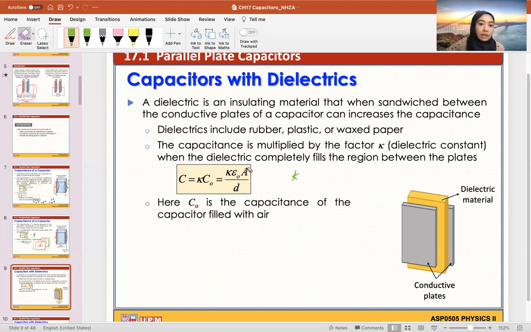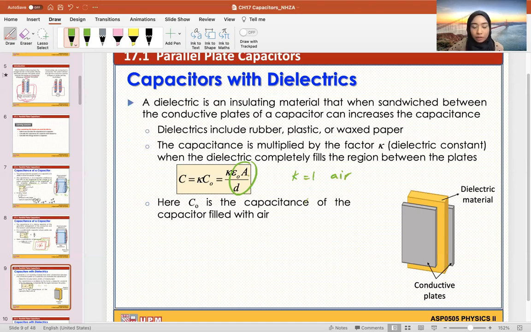So the fancy K times epsilon naught times area over D. Previously we talked about this same equation, C equals epsilon naught area over distance. Now it is multiplied by fancy K. So what does fancy K mean? Fancy K is when you put in a dielectric material between the plates. Fancy K is one when it is air, when we're not putting in anything at all between the plates.